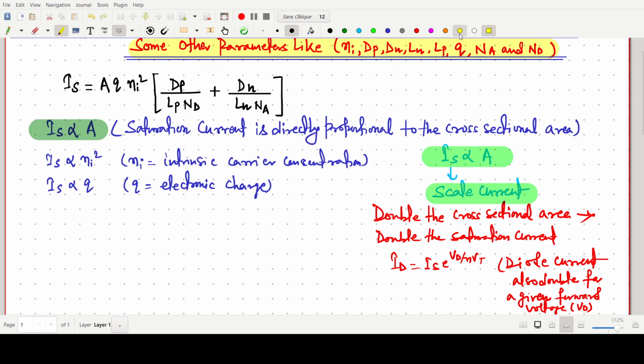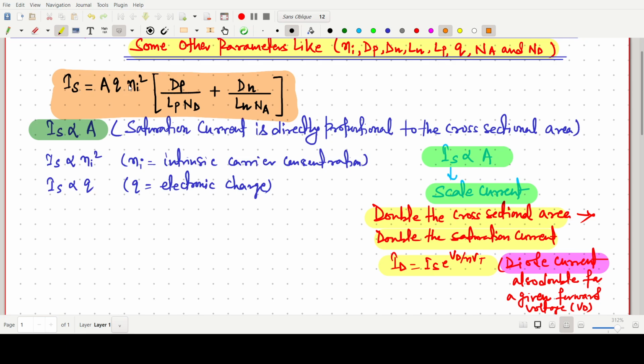So if the cross-sectional area A is doubled, it doubles the saturation current, and it also doubles the diode current, because the area is increased. That's why it is very important. In addition to that, there are now some other terms, but this is the important result that we have to remember.